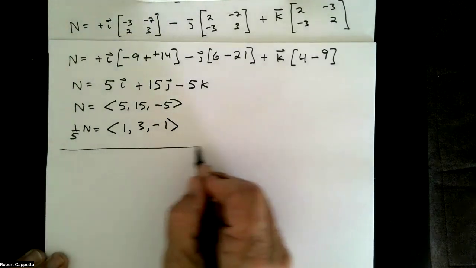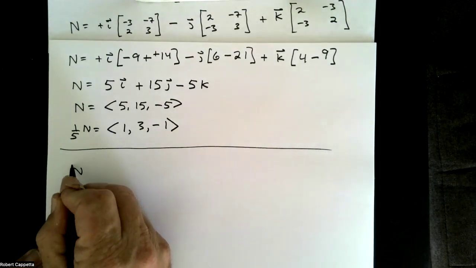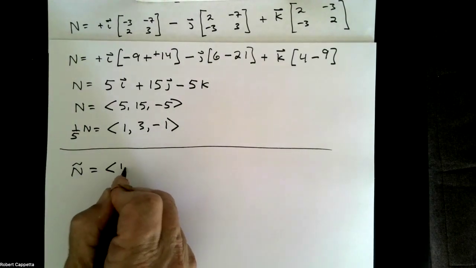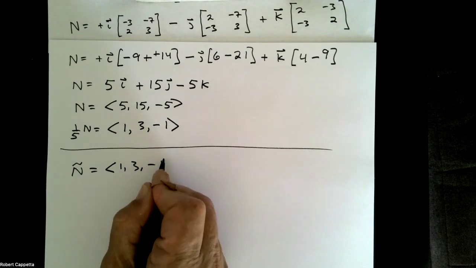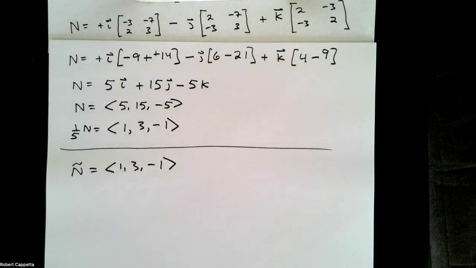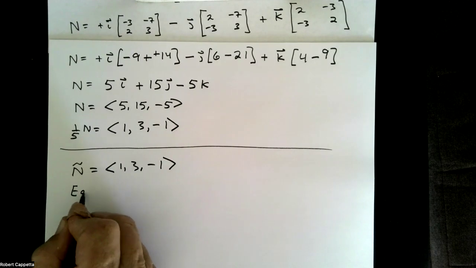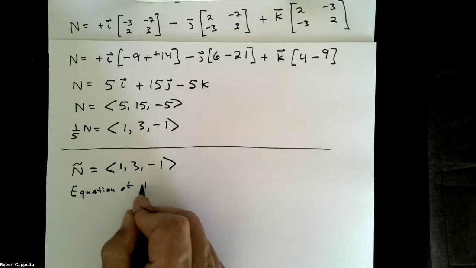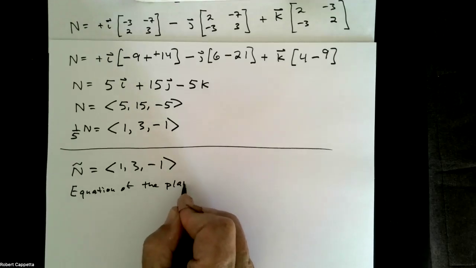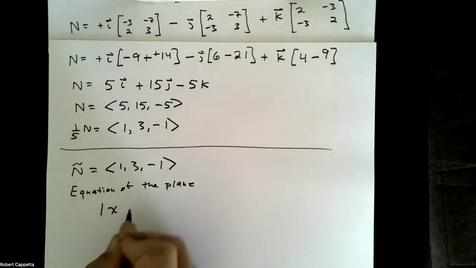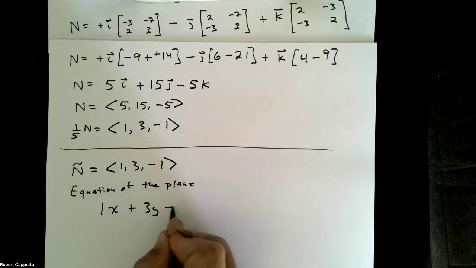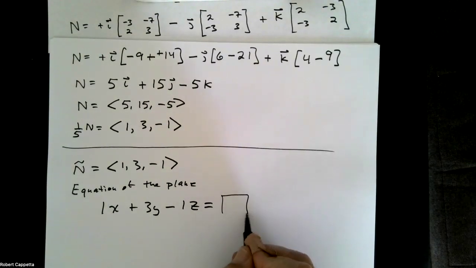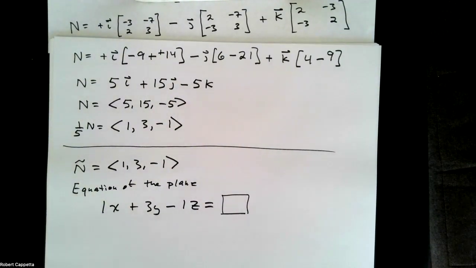So let's go ahead and use that now as our new normal vector. I'll just put a little hat on it. So this is the normal vector we're going to use, which is 1, 3, -1. So what will the equation of the plane be? It will be 1x plus 3y minus 1z will equal something. And we need to determine what that something is going to be.